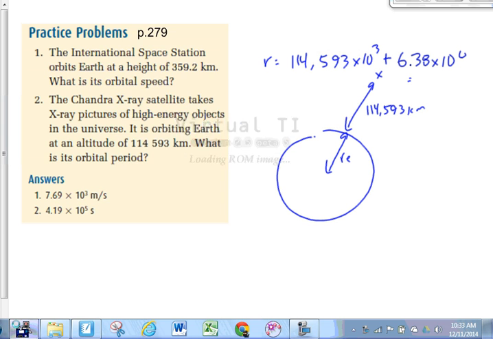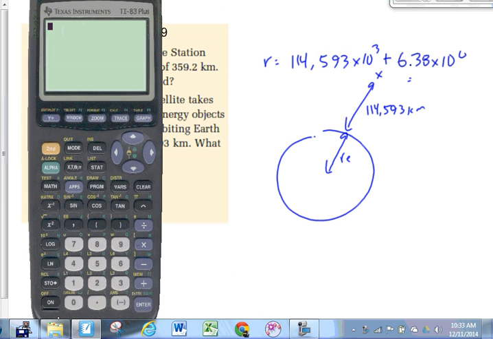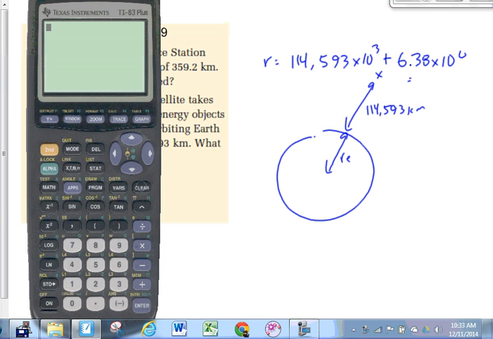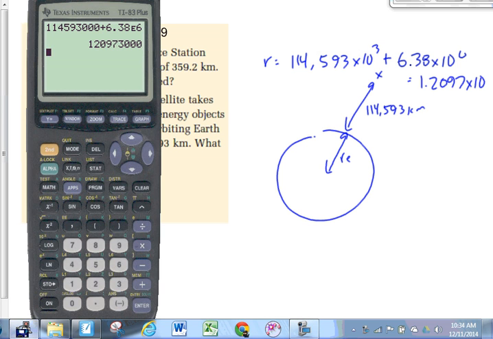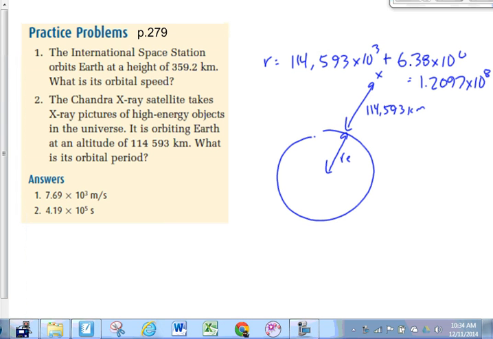Let's use our calculator to do that. 114,593,000, or times 10 to the 3, plus 6.38 times 10 to the 6. That gives me a radius of 12097 times 10 to the, what was that? 1, 2, 3, 4, 5, 6, 7, 8. All right. Okay. So we've started somewhere, right?